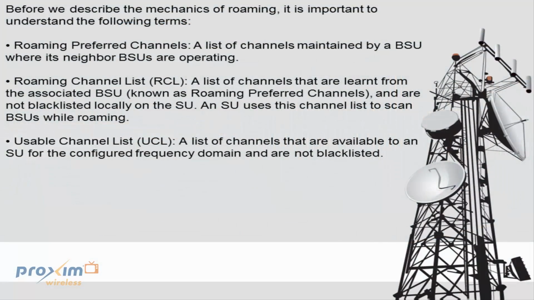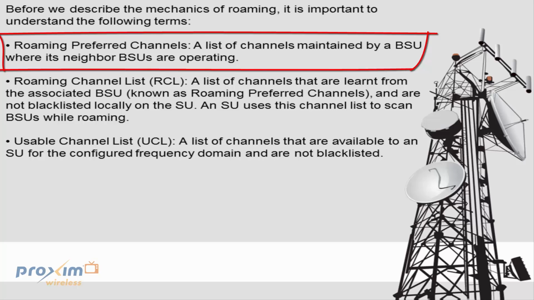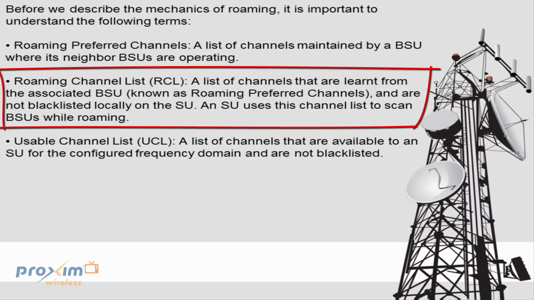Alright, before we describe the mechanics of roaming, it is important to understand the following terms. Roaming preferred channels. This is a list of channels maintained by a BSU where its neighbor BSUs are operating. Roaming channel list, or RCL. This is a list of channels that are learned from the associated BSU, known as roaming preferred channels, and are not blacklisted locally on the SU. An SU uses this channel list to scan BSUs while roaming.